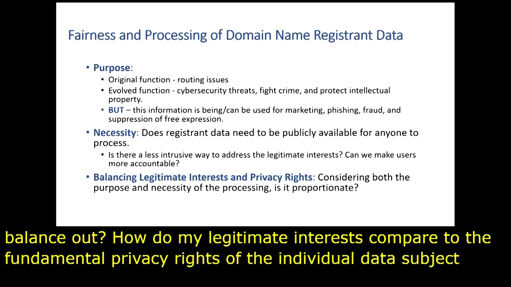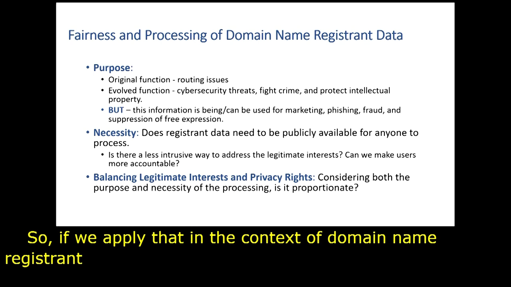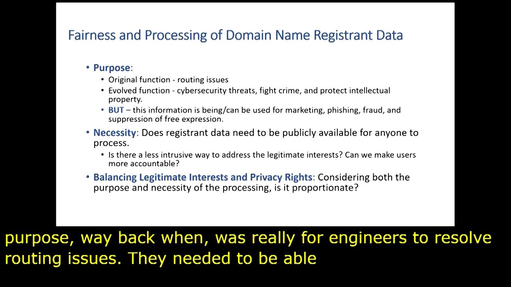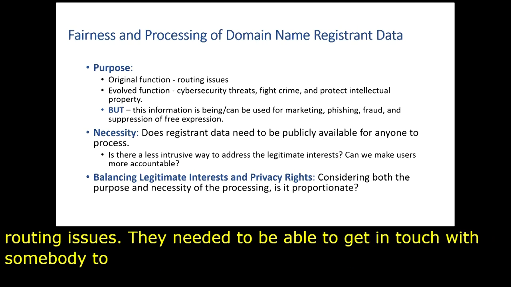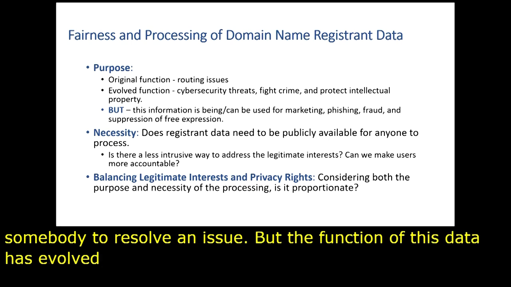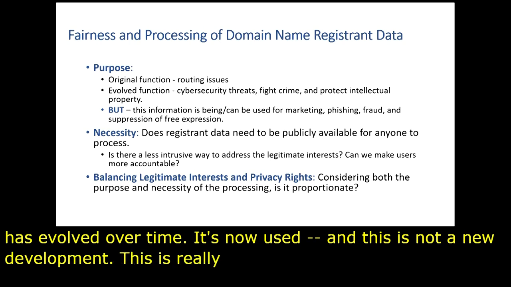So if we apply that in the context of domain name registrant data, we can go back and talk about the original purpose way back when, which was really for engineers to resolve routing issues. They needed to be able to get in touch with somebody to resolve an issue. But the function of this data has evolved over time. It's now used, and this is not a new development, this is really since commercialization on the internet began in 1992.